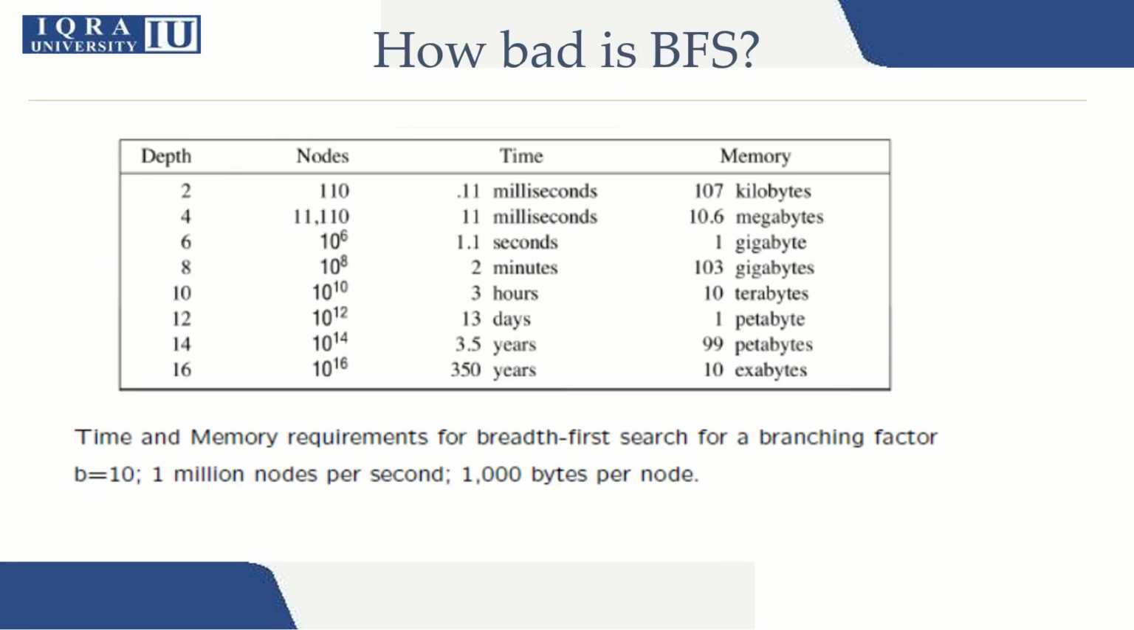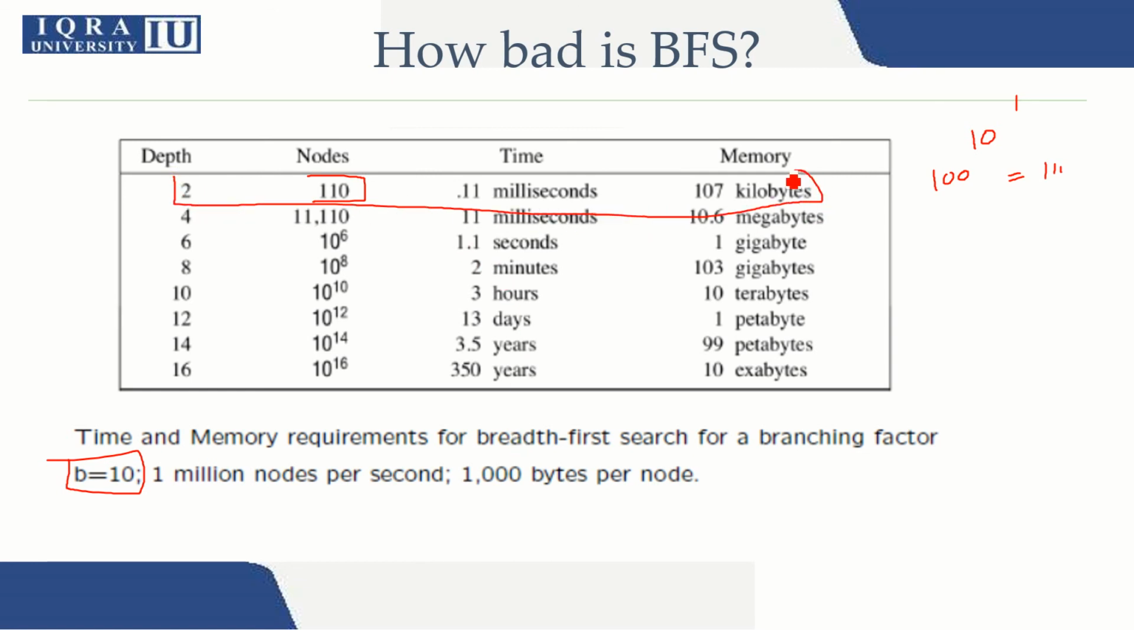ठीक है. So how bad is BFS? So again, let's put this thing into some context. अगर आपके पास डेप्थ 2 है तो केवल 110 नोड्स आपको एक्सप्लोर करनी पड़ेंगी, अगर आपका ब्रांचिंग फैक्टर 10 है. तो पहले लेवल पर आपके पास एक नोड होगी, दूसरे लेवल पर 10 नोड्स होंगी, तीसरे पे 100 नोड्स होंगी. You add them all up, then it's about 111 nodes. ठीक है. सो तकरीबन टाइम आपको 0.11 मिली सेकेंड लगेगा अगर आप 1000 बाइट्स पर नोड को स्टोर कर रहे हैं, 1 मिलियन नोड्स पर आप देख रहे हैं. तो इट्स वेरी इजी अगर डेप्थ 2 है.